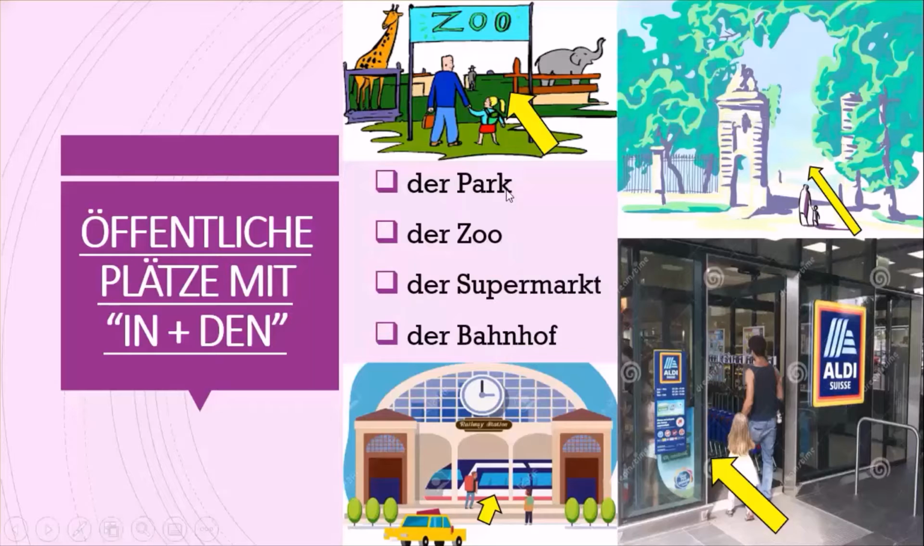Now, der Park is the park. Der Zoo is the zoo. Der Supermarkt is the supermarket. And der Bahnhof is the railway station. Now, interestingly, these nouns are masculine in gender because of the use of the article der. And the accusative case requires the change of the article der to den when we put it in sentences describing where you are going to.